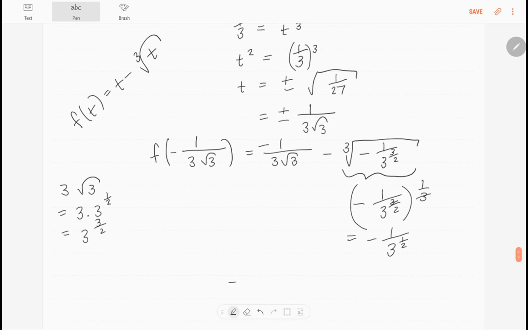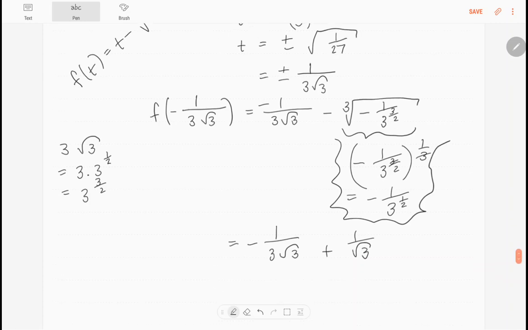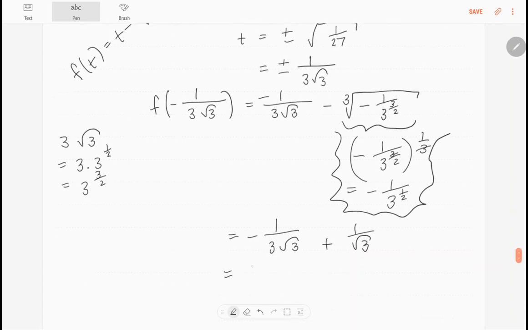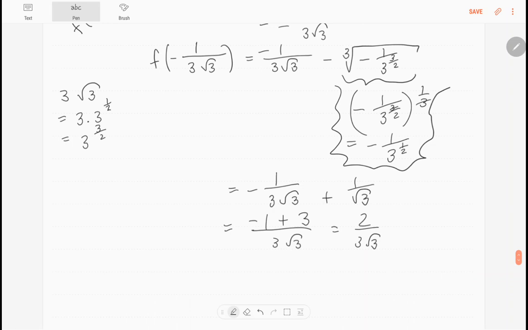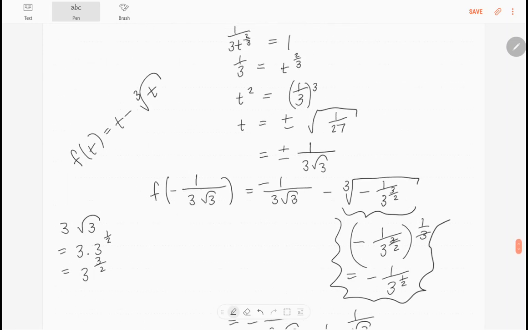So, in other words, what I have now is minus 1 over 3 root 3 plus 1 over root 3. I can write it on one denominator, so I have minus 1 plus 3 over 3 root 3, which gives me 2 over 3 root 3. If I want to rationalize my denominator, I get 2 root 3 over 9, which is approximately equal to 0.3849. So that was when t equals the negative, so it's minus 1 over 3 root 3.